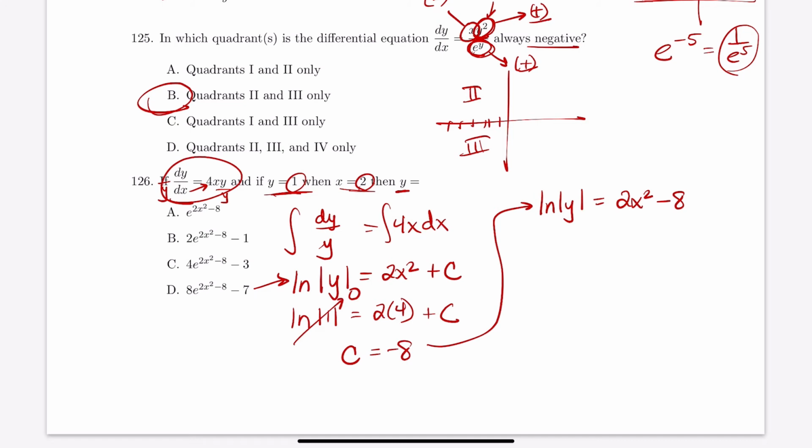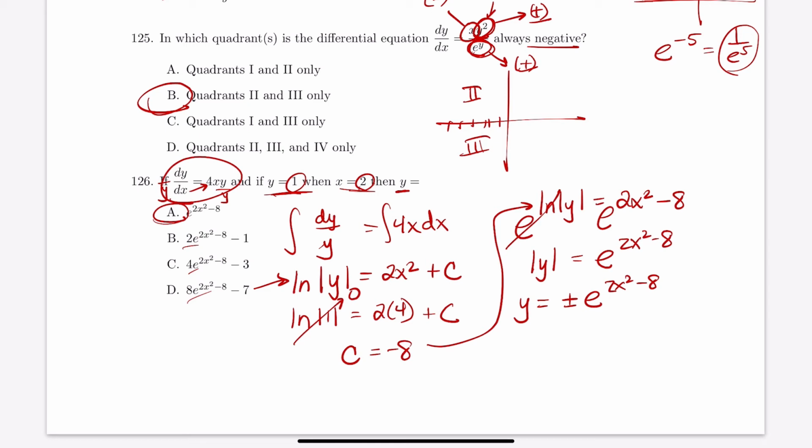And so now from here, I can just exponentiate both sides. So that'll get rid of the log, and I'm left with the absolute value of y is equal to e to the 2x squared minus 8. And then I can write this as y is equal to plus or minus e to the 2x squared minus 8. And I guess we're going to have to double check. Although I'm looking at the answer choices, I don't even think I have to double check, because really the only one that even looks like that is A, whether it's plus or minus. There's no 2 or 4 or 8.